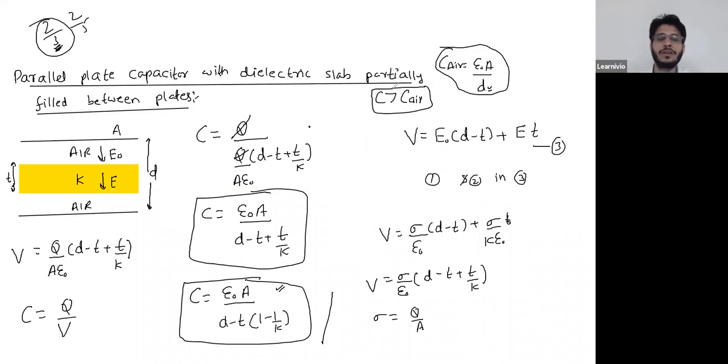So if you introduce a dielectric slab partially, then again your capacity will increase. Is it clear? Yes, sir. Okay, let's just note it down. There's one more calculation with parallel plate capacitor.